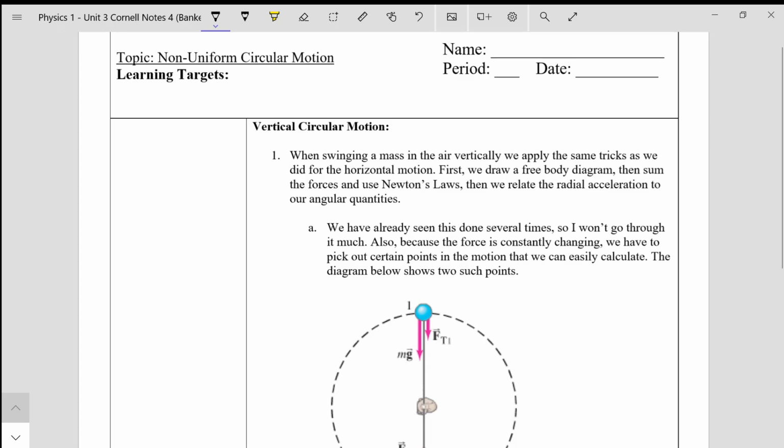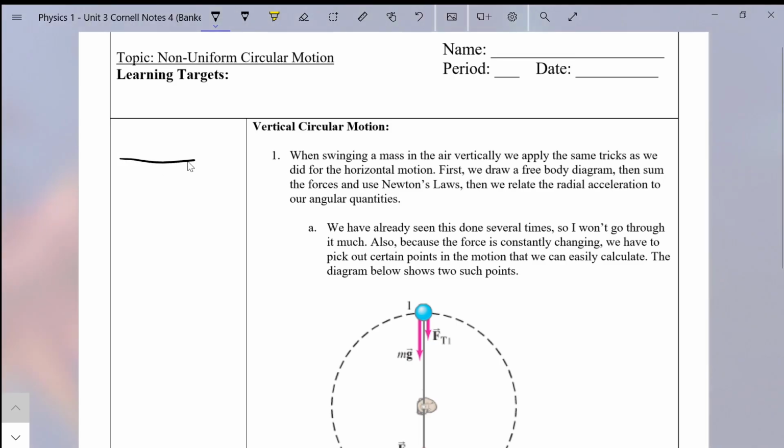Okay, I wanted to talk to you a little bit about some stuff for non-uniform circular motion as well as banked curves and this vertical circular motion thing. So far we've talked about horizontal circular motion on a plane.